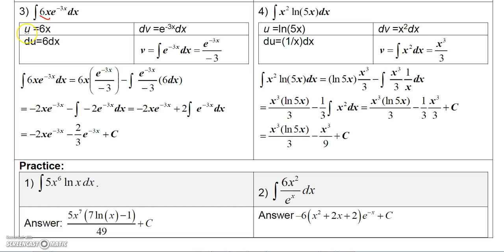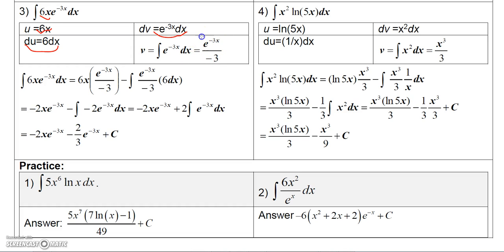So let's get back to this. If I let u be the 6x, then that 6x is u, and I let dv be the e to the minus 3x dx. Then I've got this in the form of the integral of u times dv. So if u is 6x, then du would simply be the derivative of 6x, which is 6, times dx. And now if you integrate e to the negative 3x dx to get v, that's going to be e to the negative 3x divided by negative 3.